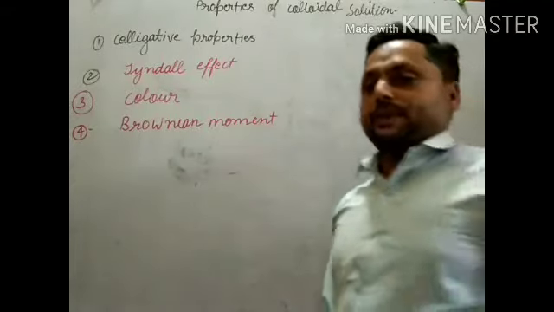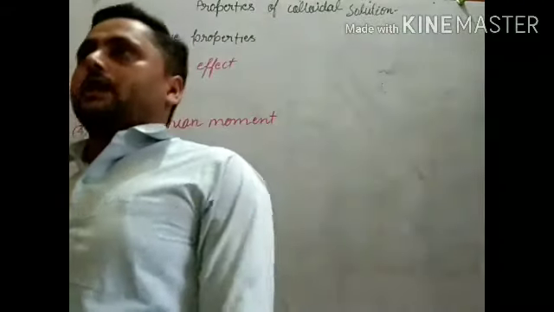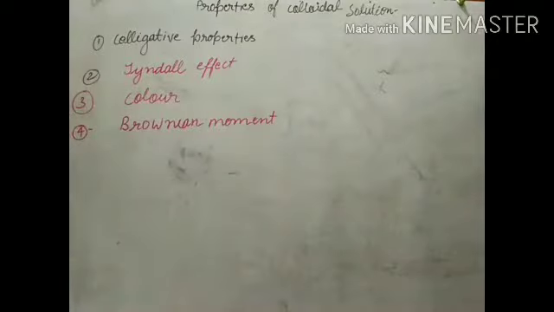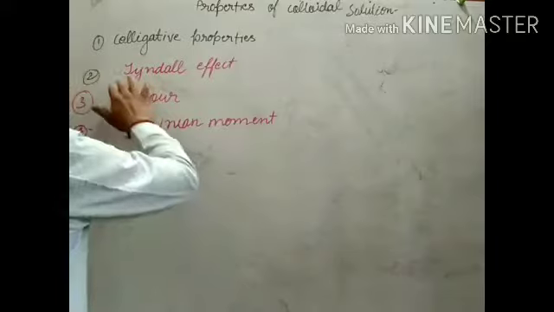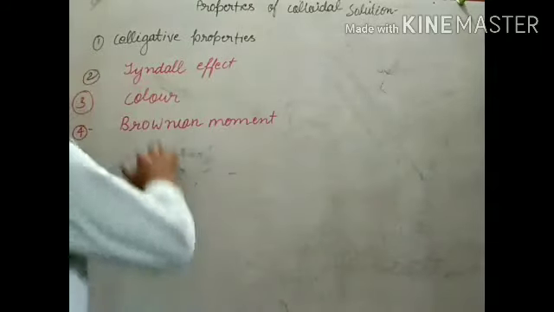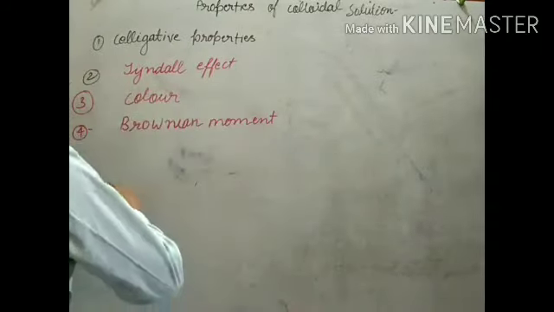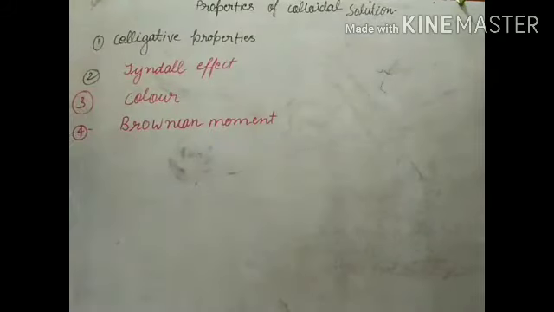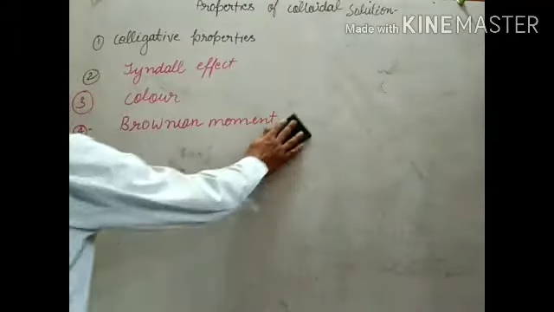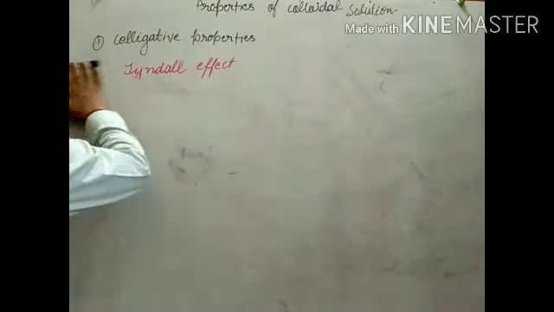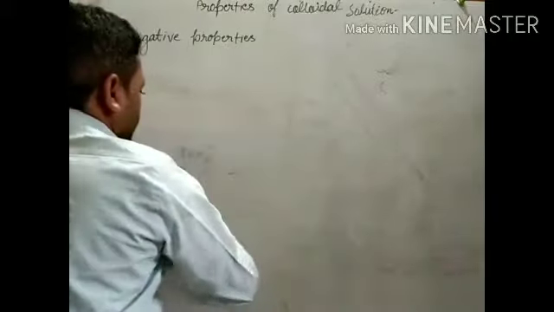So how many properties are shown by colloidal solutions? First is colligative properties, second is Tyndall effect, third is color, and fourth is Brownian movement. How many properties? Colligative, Tyndall effect, color, and Brownian movement. Now we will discuss one by one. First we are going to discuss colligative properties.